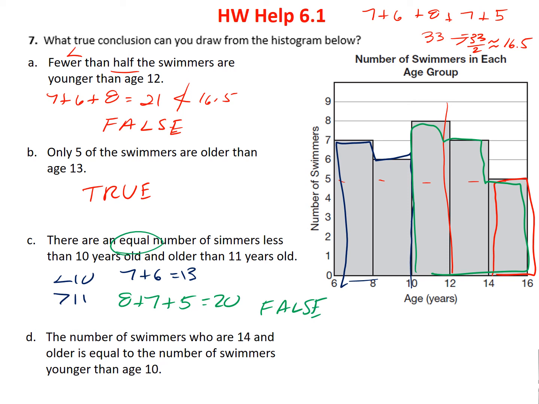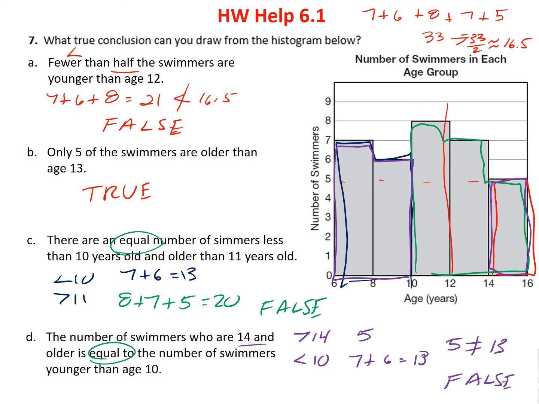Then finally, the number of swimmers who are 14 and older is equal to the number of swimmers younger than 10. Okay? So the number of swimmers who are 14 and older is this category here again. So greater than 14 is 5. And the number of swimmers that are younger than 10 is this group again. And so that's going to be less than 10 is going to be 7 plus 6, which equals 13. And 5 does not equal 13. So this statement is false as well. So in this data, you have to just find out what you're looking for and compare the numbers and see if it's true or false.